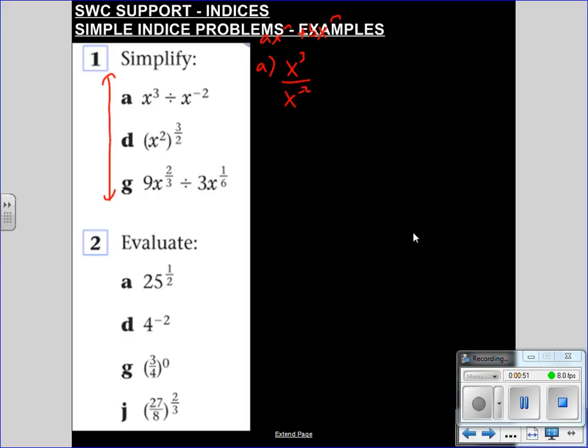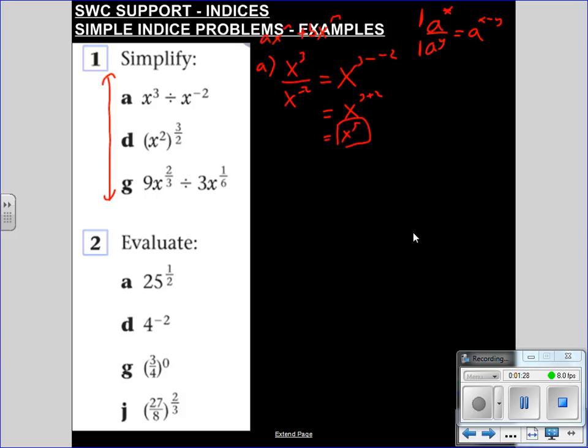Well, let's just remember that a to the x divided by a to the y is the same as a to the x minus y. So if you've got the same number with a different power, if you divide those powers, the powers subtract. So using that logic, this is x to the 3, there's my a to the power of x, minus, and now I've got my y, minus 2. So this is x to the 3 plus 2, so this is x to the 5.